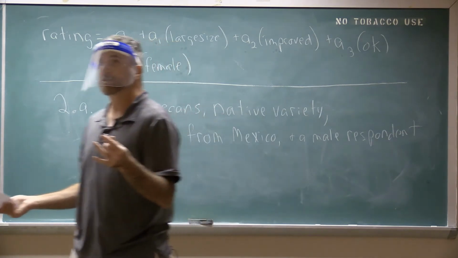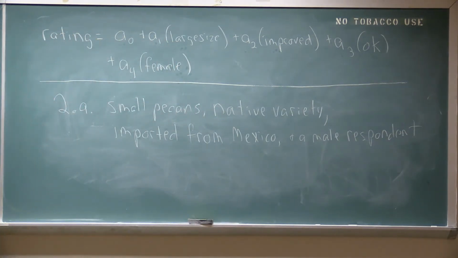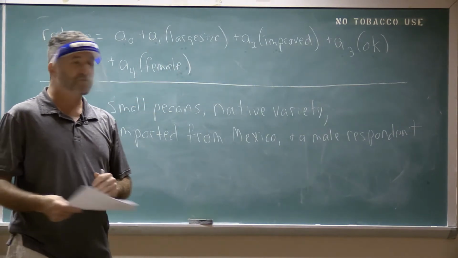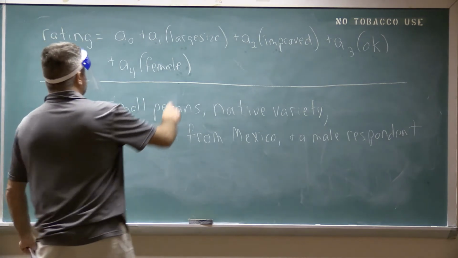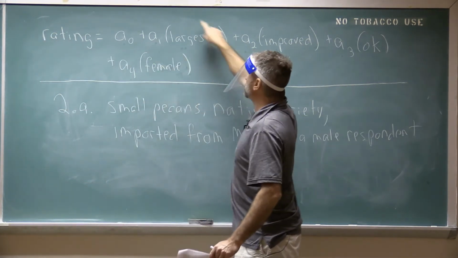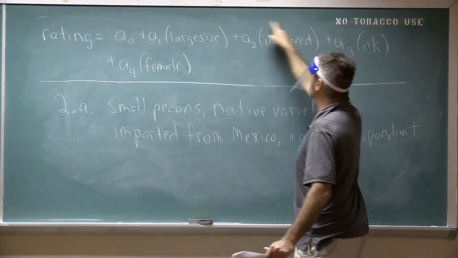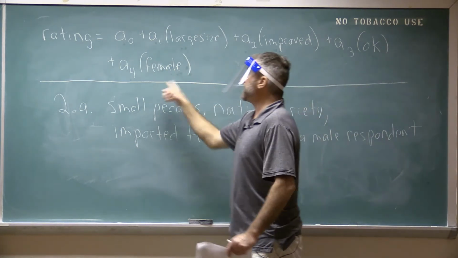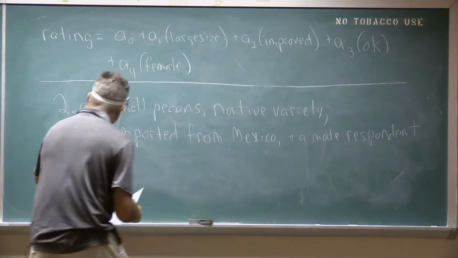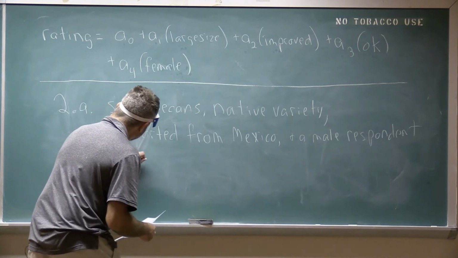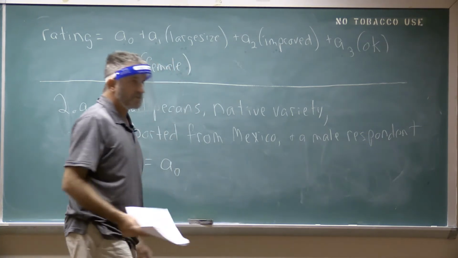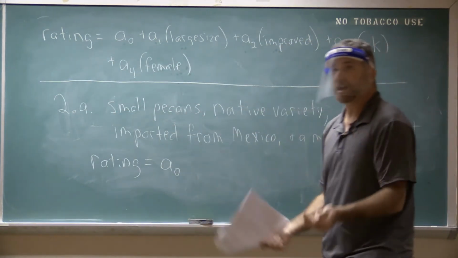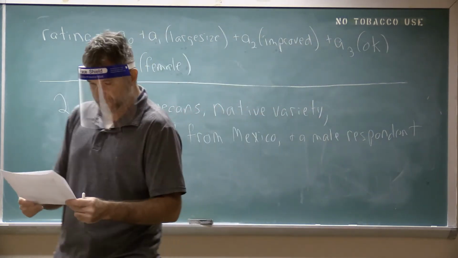So when we want to take these survey results and predict how likely they are to buy different scenarios, we just go in here and plug in different values for those variables. If this equals 0, this whole term becomes 0. If this equals 0, this whole term becomes 0. If this equals 0, this whole term becomes 0. If that equals 0, that whole term becomes 0. And so rating just equals A0. So that's the predicted rating for this type of pecan package and for a male respondent.